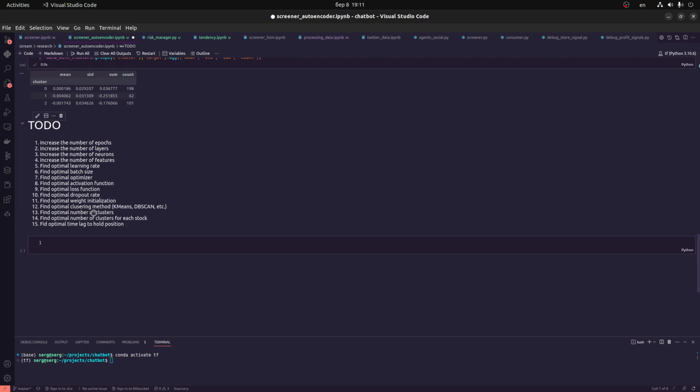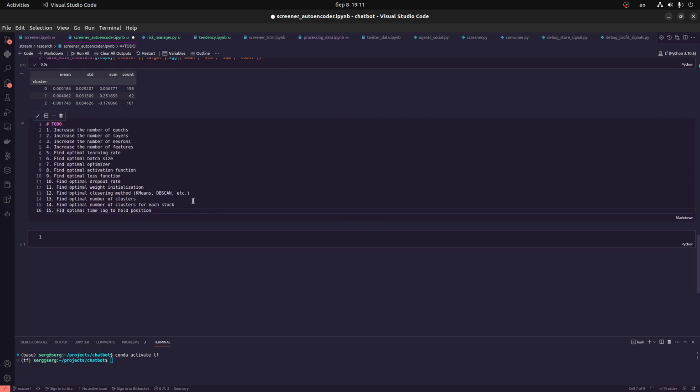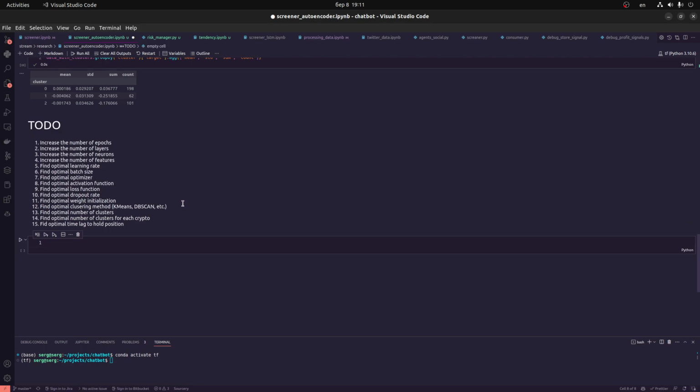Also find what would be the best clustering method. Right now I'm using k-means, and right now we're using a fixed number of clusters, only 2 clusters, but you could find what is the optimal number of clusters. And also you could find what is the optimal number of clusters for your cryptocurrency. Let's fix this one. Okay, and also try to find what is the optimal time lag to hold a position.